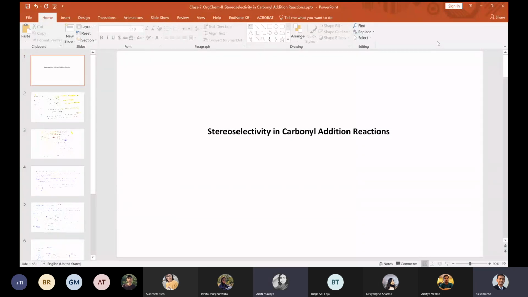Sir, do we have to apply this Cram's rule and Felkin's rule in the previous reactions you have taught us till now? Previously means for any reaction? Yes, sir, for all the reactions like for NaBH4 or for LiAlH4 and all other reactions.